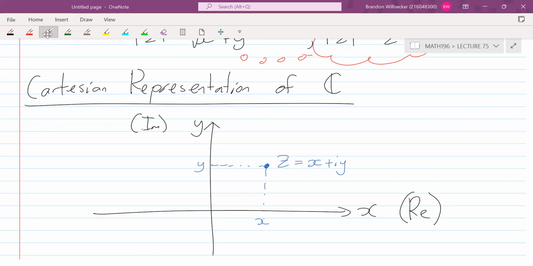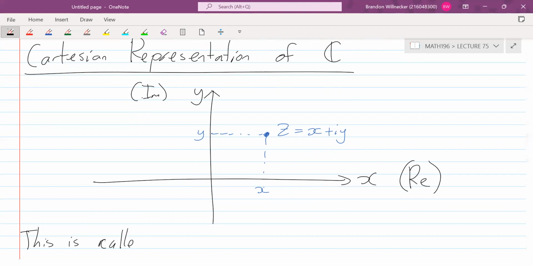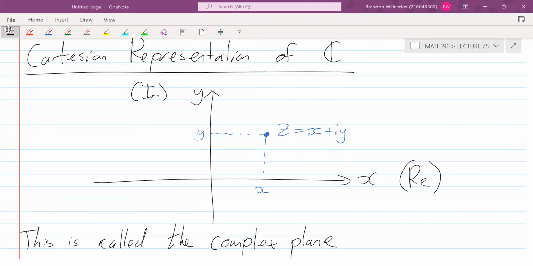You can see they are very similar, which is why we call it the Cartesian representation of complex numbers. That's just a way of visualizing the complex numbers, or the complex plane, as we will refer to it. So this is called the complex plane, because it's like a 2D plane made up of complex numbers, hence complex plane.